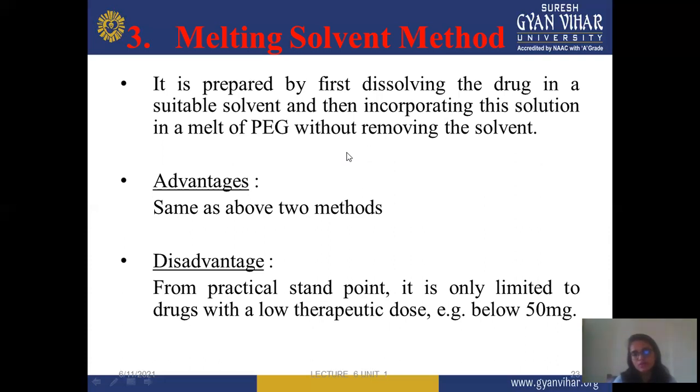The disadvantage of this method is that you cannot use it for all drugs. It is limited to drugs whose therapeutic dose is below 50 mg, or at most 50 mg. For drugs with a therapeutic dose above 50 mg, you do not use this melting solvent method. Otherwise, this is a very good method.